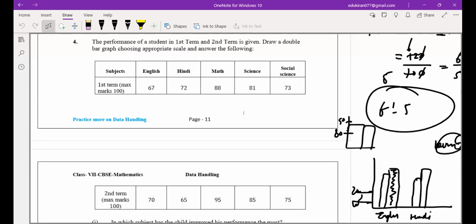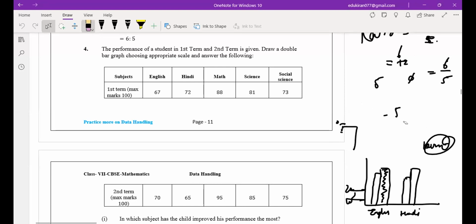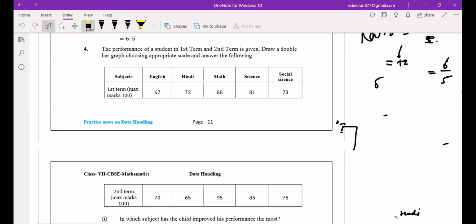Yes, ma'am. Okay. So first, what you are going to do is draw the multiple bar graph. I've already explained it. Do you want me to explain it again? Yes, ma'am. Okay, because in the previous class your internet connection was not good.